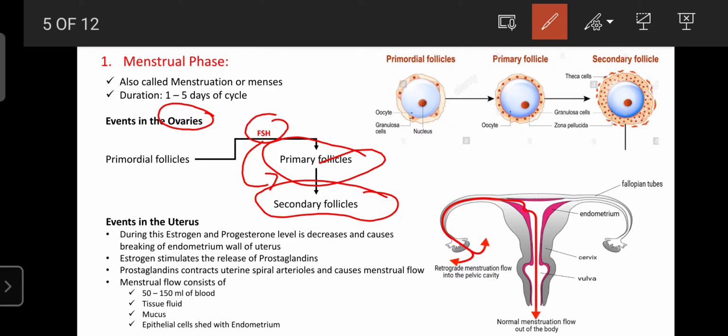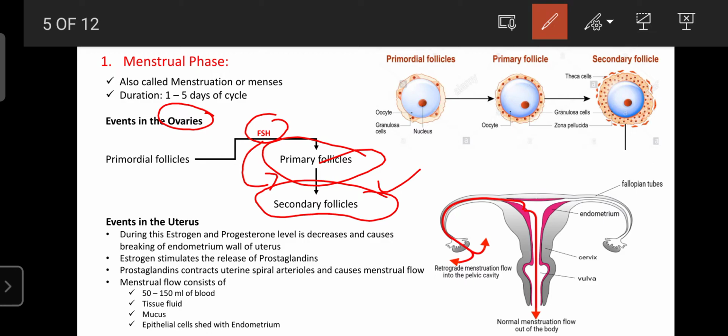The primordial follicles develop into secondary follicles, but in the same cycle these secondary follicles are not responsible for ovulation, because the conversion from primordial follicles into secondary follicle and then mature follicle requires several months. Only after several months can the follicle be released in a menstrual cycle. That is why they require more time, and this occurs under the influence of FSH. The development of completely secondary follicles requires several months, so the follicles developed in this phase are not released in the same phase. After menses comes the pre-ovulatory phase, then ovulation, and then the ovum is released.